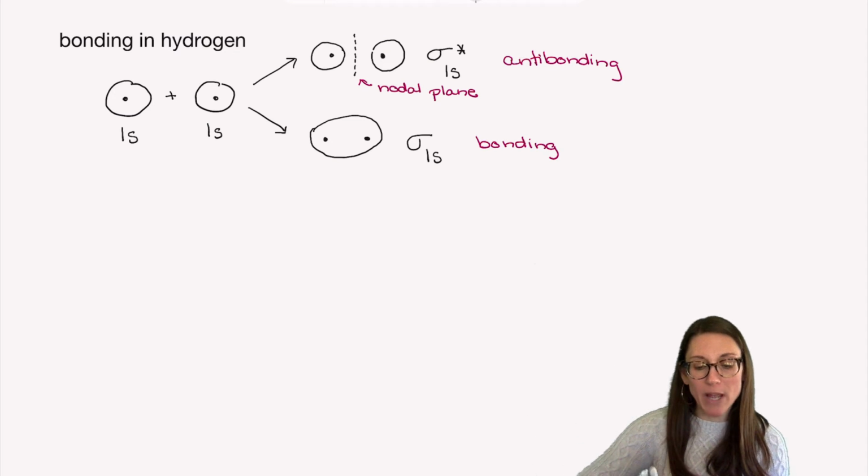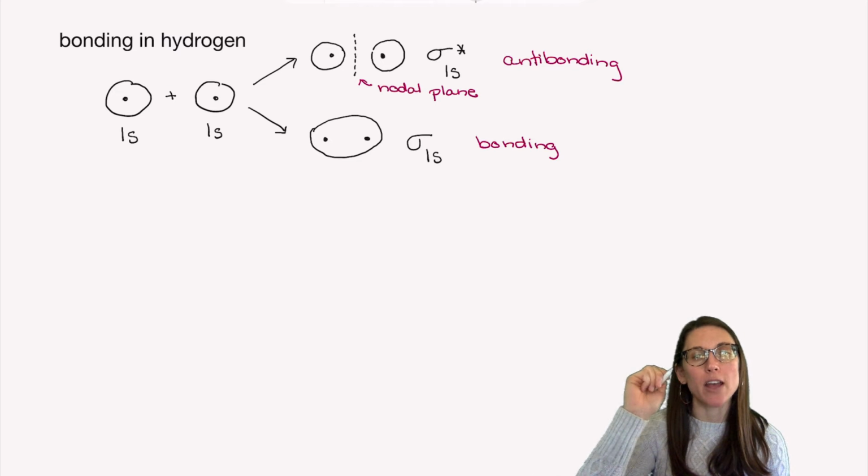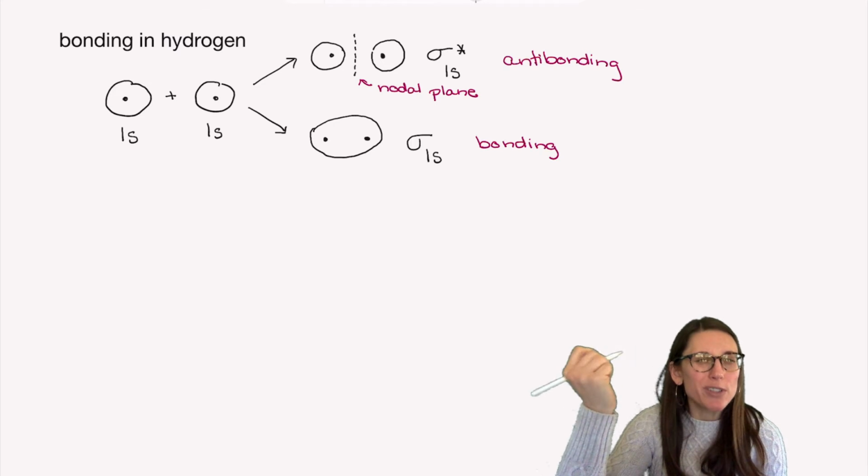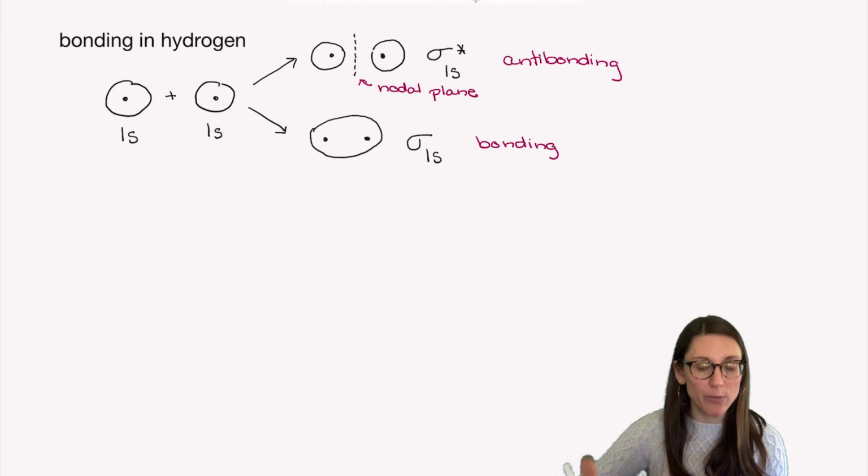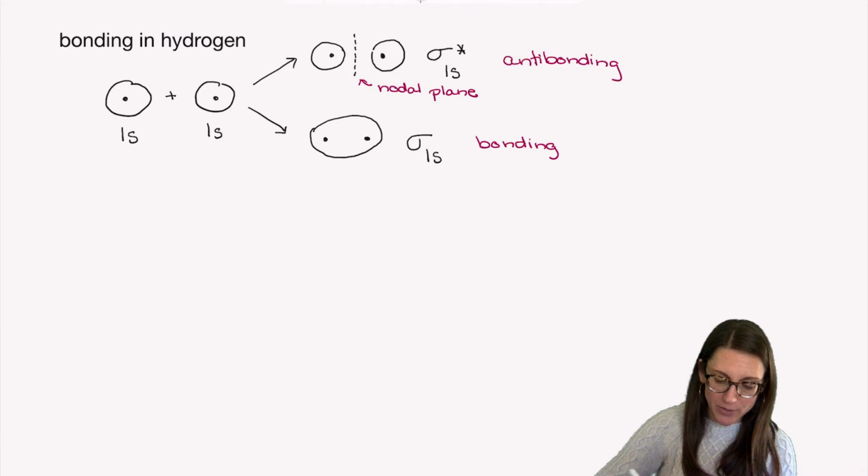Okay, so here are my possibilities. We often represent this with a molecular orbital diagram, which looks kind of like our orbital diagrams when we were doing them for atomic orbitals. Let me show you what that looks like.